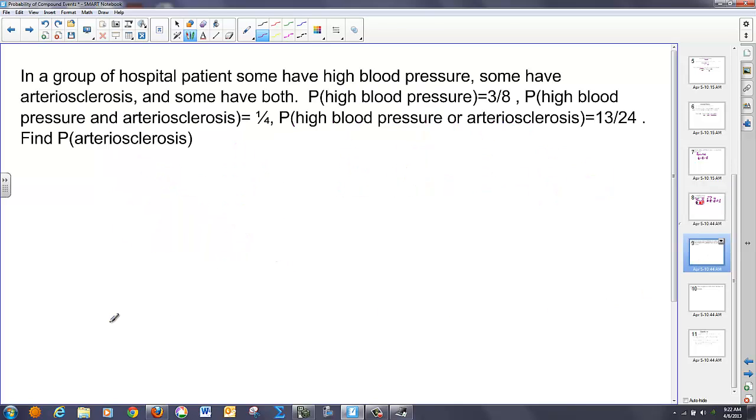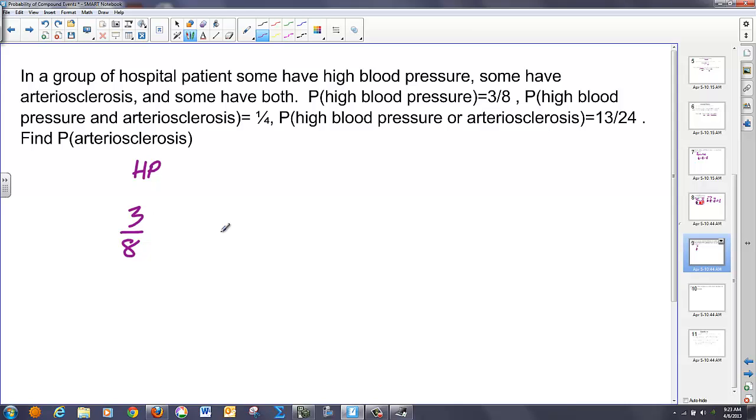So here's another problem that talks about some inclusivity or non-exclusive events. And you have to read a little carefully, so I'll let you do that. And we have a group of hospital patients. Some have high blood pressure, some have arterial sclerosis, and some have both. So that's the overlap, if you will. All right. We find out that the patients who only have high blood pressure are 3/8. So I'll call this high pressure. All right. So they have a 3/8 probability.